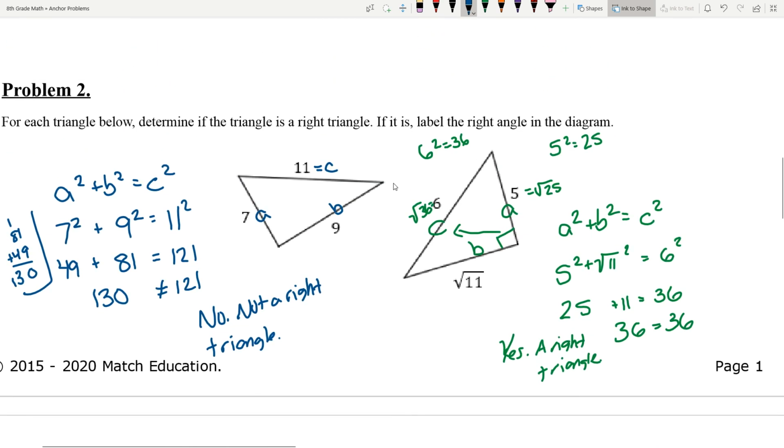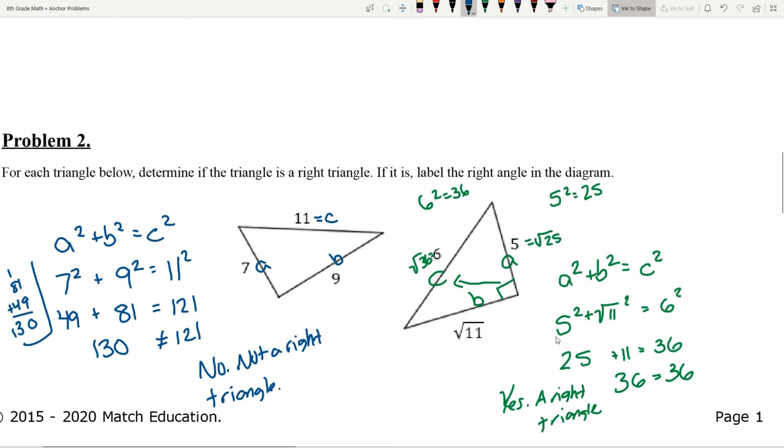If you're trying to figure out if it's a right triangle or not, we're using that converse idea that a squared plus b squared needs to equal c squared. Remember, c is always your longest side. Sometimes it's not going to equal, the left won't equal the right, so it's not a right triangle then. Sometimes it will equal, and so there it is, a right triangle in the green one.